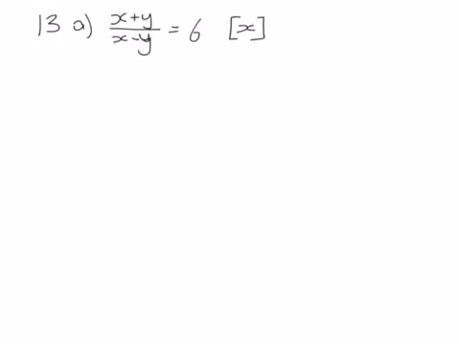For this question, we are looking to make x the subject of the formula. Our only problem is that we have two x terms, and they're both in some sort of fraction on the left hand side. The first thing we can do then is get rid of that fraction. To get rid of that fraction, we will multiply both sides by x minus y. That'll mean we have x plus y equals 6 upon x minus y.